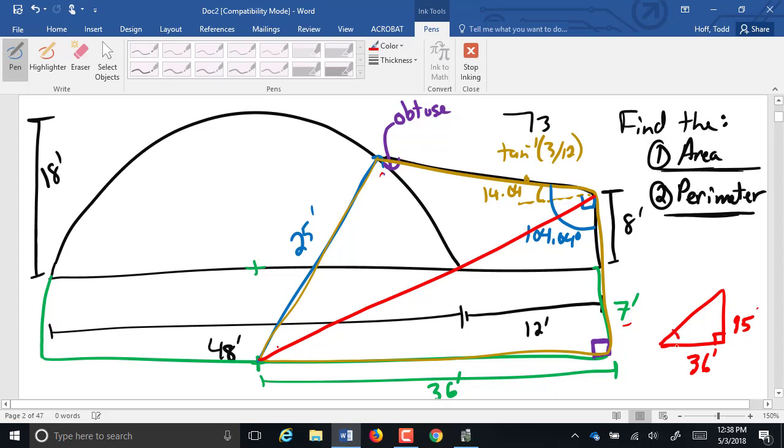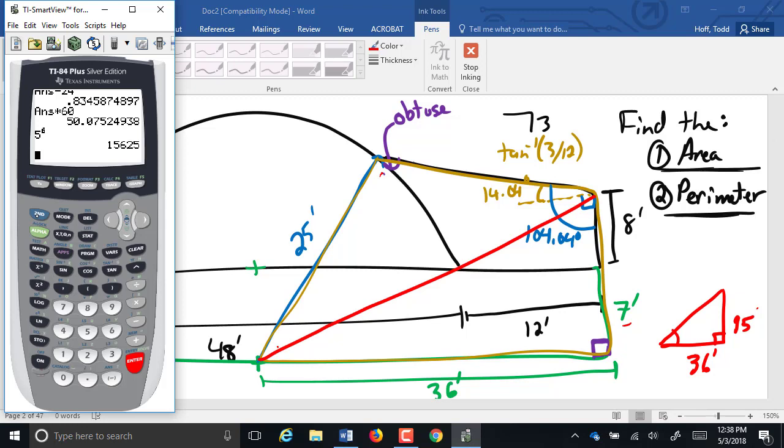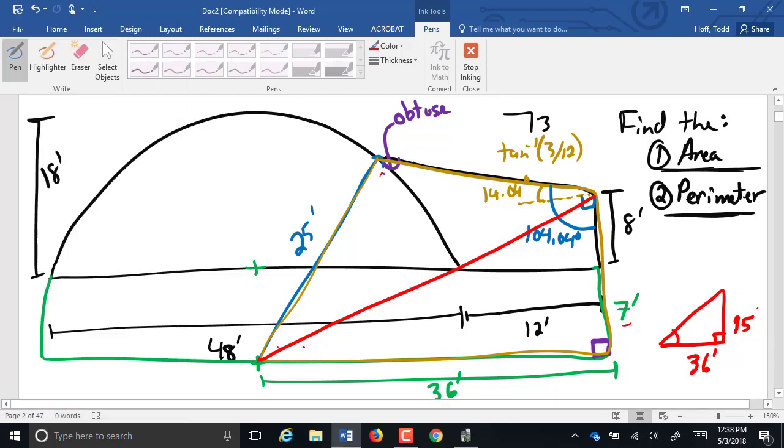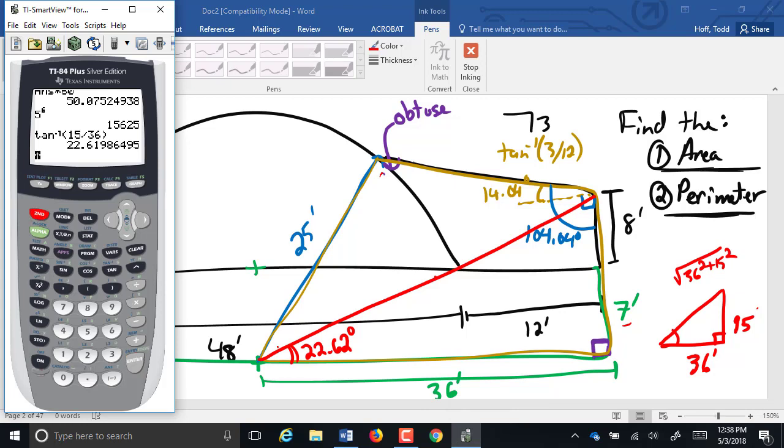36. So this angle is the inverse tangent of 15 over 36. So 22.62 degrees. It's that angle. We can also find this side over here. How are we going to find this side? You got it. Square root of 36 squared plus 15 squared. That's 39 feet across there.